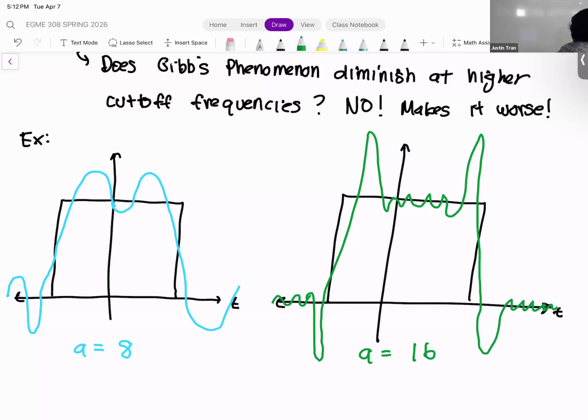So it actually starts to look something like that. The frequency of the oscillations goes up, and that allows us to hug the function a bit more closely. But around that discontinuity, the bunny ears actually get bigger. And this problem is even more exacerbated the higher you make A, your cutoff frequency.